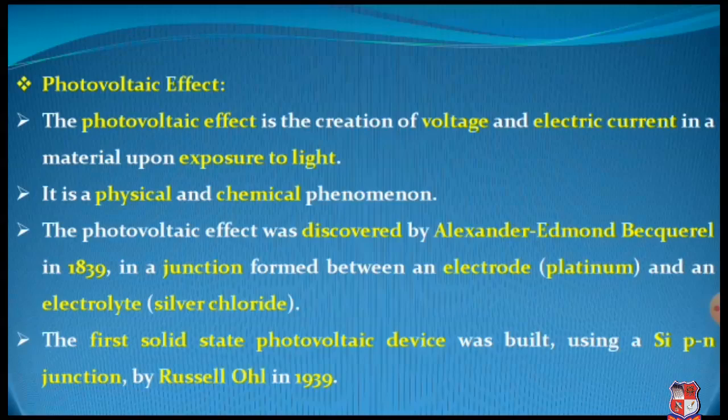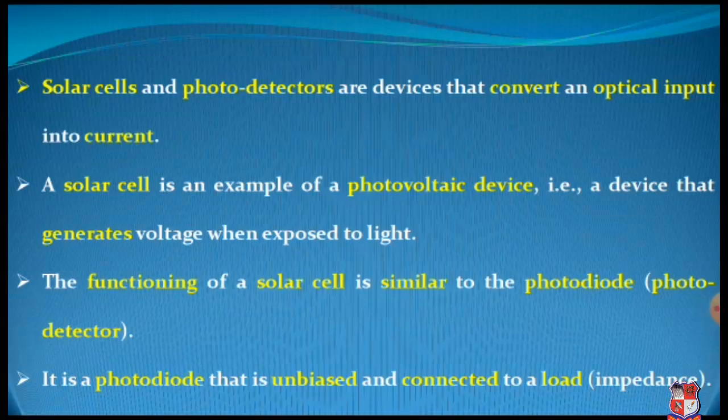So instead of a solar cell, we can now consider this article as a semiconductor PN junction diode or semiconductor solar cell, which was first made from silicon semiconductor by Russell Ohl in 1939, exactly a century after the discovery of the photovoltaic effect. Solar cells and photodetectors are devices which can be utilized to convert an optical input into current.